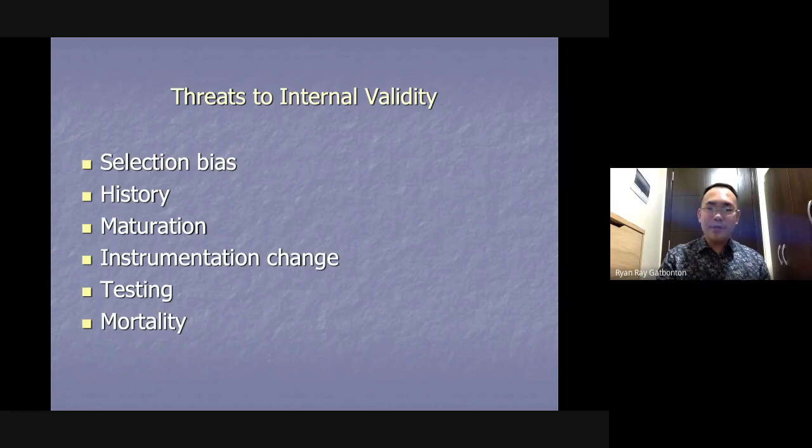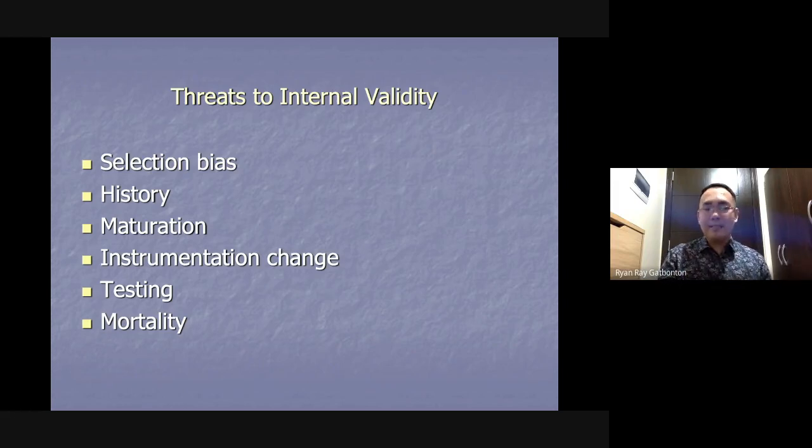Then, it may be carried over when he takes the post-test. Question, is the pre-test, is the intervention, which is the teaching method, really the cause of the change, no, in the post-test scores? Hindi natin masabi kasi nag-administer tayo na pre-test. That exhibits the testing threat to internal validity.